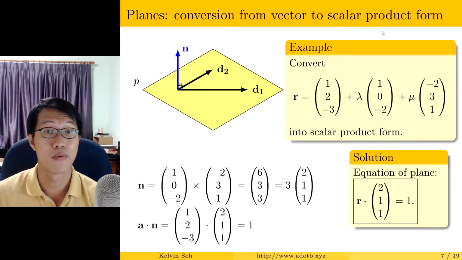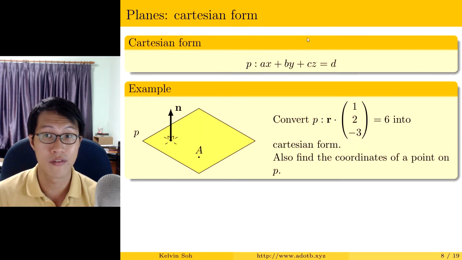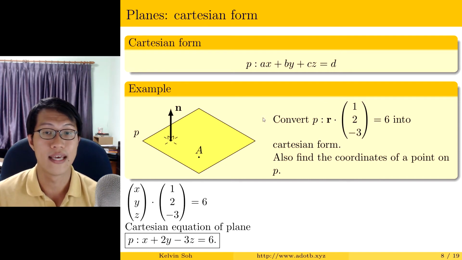Other than the scalar product form and the vector form, we also have a third form, the Cartesian form, just like in our lines where x, y, and z will be involved. Thankfully, the Cartesian form is not very different from the scalar product form that we prefer. We want x, y, z to come out, so we let r be (x, y, z) and do the dot product, giving us x plus 2y minus 3z in this example over here. So x plus 2y minus 3z equals 6, and this is the Cartesian form of our plane.